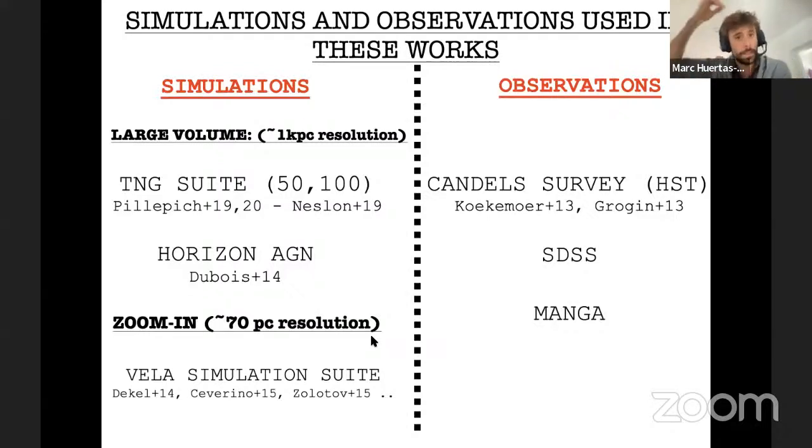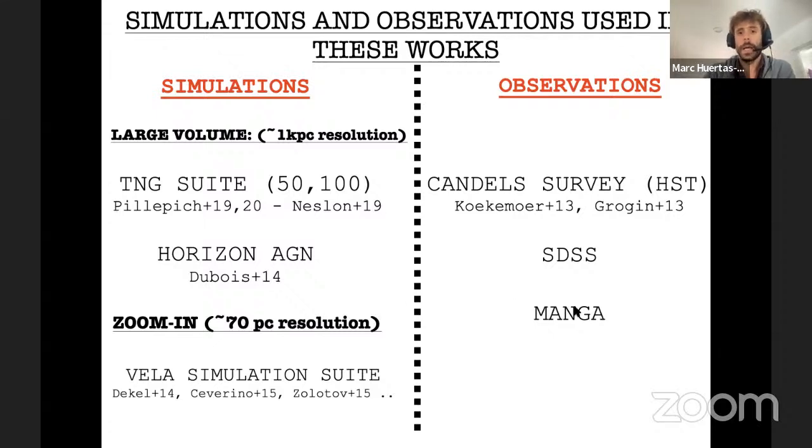And so basically, the simulations and the observations that we're going to use in this work: I'm going to use large volume simulations, hydrosims like the TNG suite, which is basically 1 kpc resolution, and Horizon AGN. These are typically 100 megaparsec boxes with intermediate resolution. And I'm going to use as well what we call zoom-in simulations. In that particular case, we focus on a given halo, but we get a much better resolution. And this allows us to resolve the internal structure of galaxies and probe the internal structure of objects.